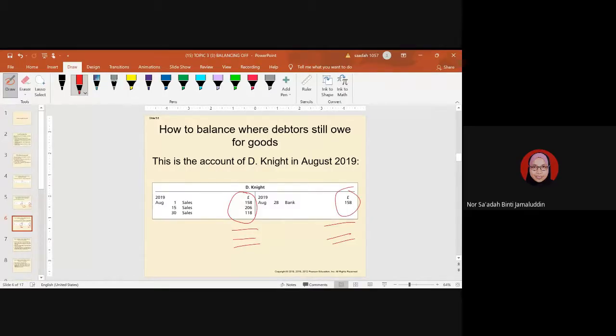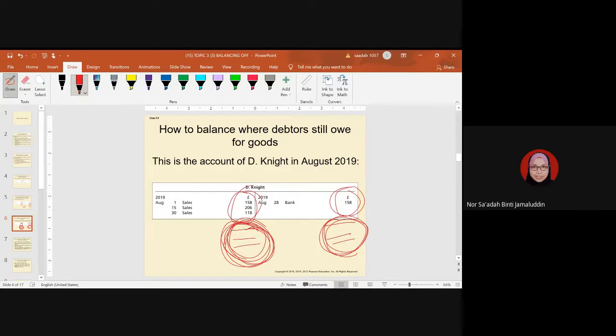So how to balancing off this ledger? The first step is you should record it. Okay, you should record it here. Kat sini kita nak record apa? Here you should record the amount. Okay. Amount yang paling banyak. Yang paling besar. Okay. Between the debit side and the credit side.